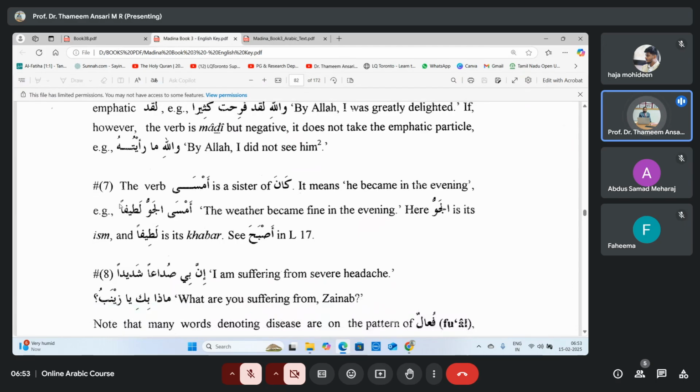And point number 7, the verb Amsa is a sister of Kana. It means he became in the evening. Example, Amsa al-jawu latifan. The weather became fine in the evening. Here al-jawu is its ism and latifan is its khabar. See Asbaha in lesson number 17. We also did Asbaha in the last lesson. That also can be referred.